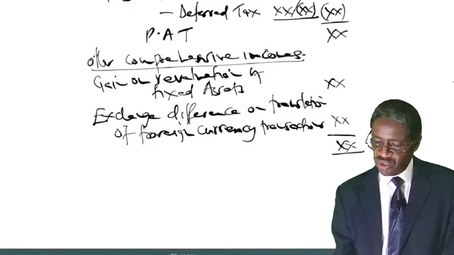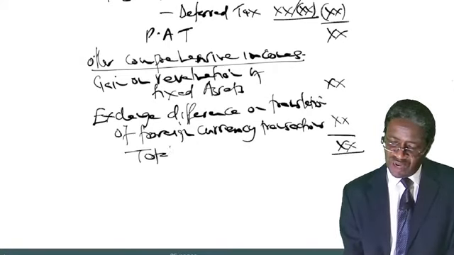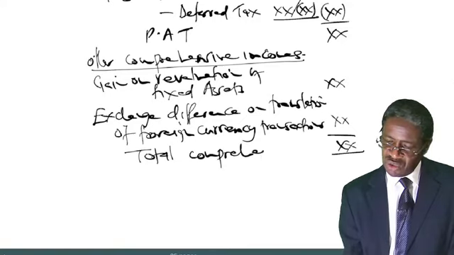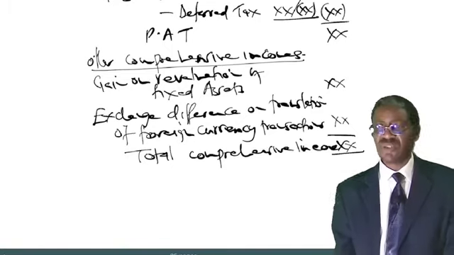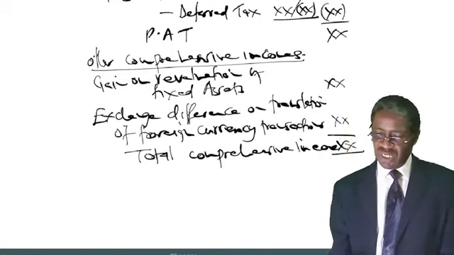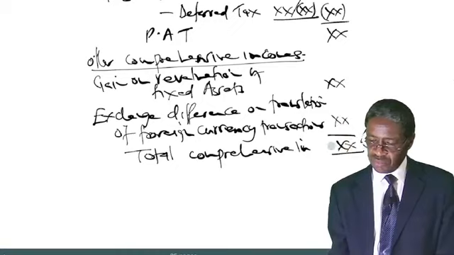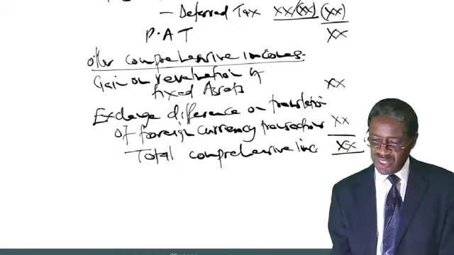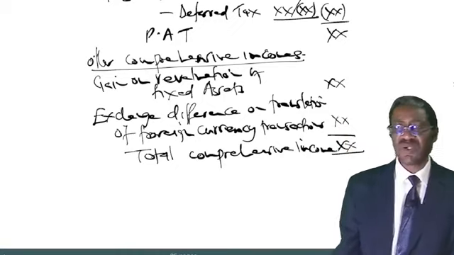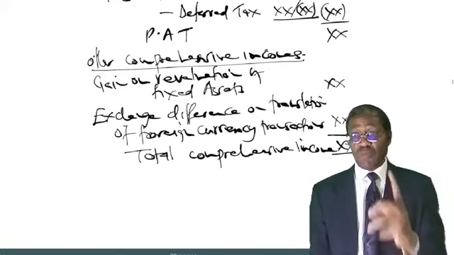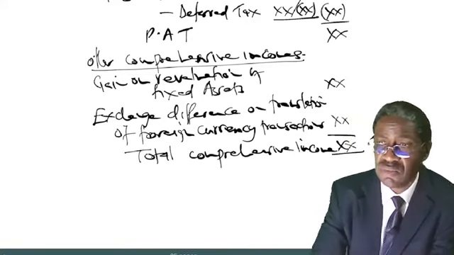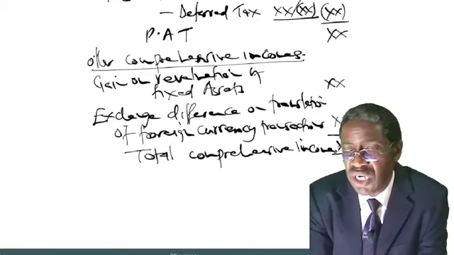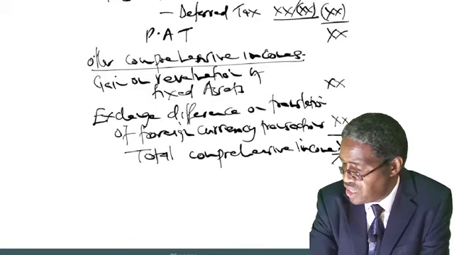Then you get the total, and that total is what we have called total comprehensive income. Good. So finish. I go back and discuss a few of the items there in details.